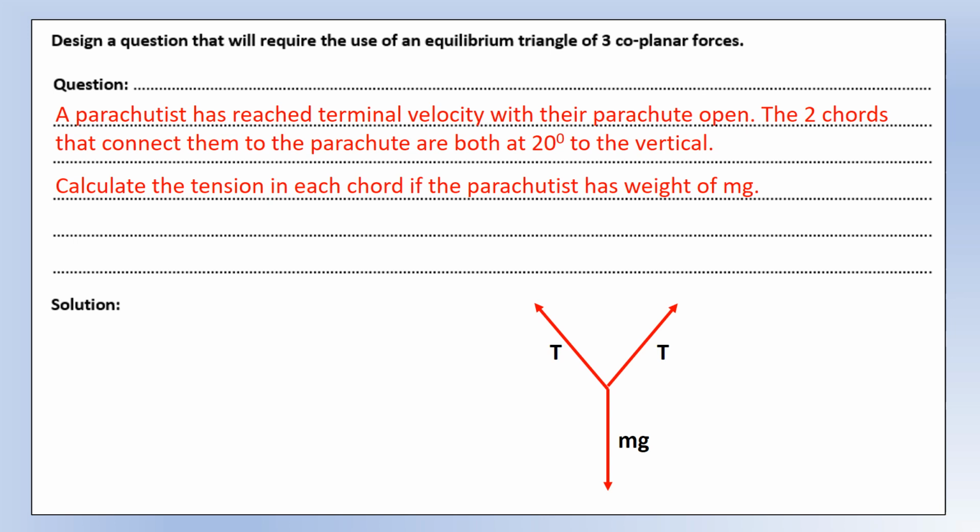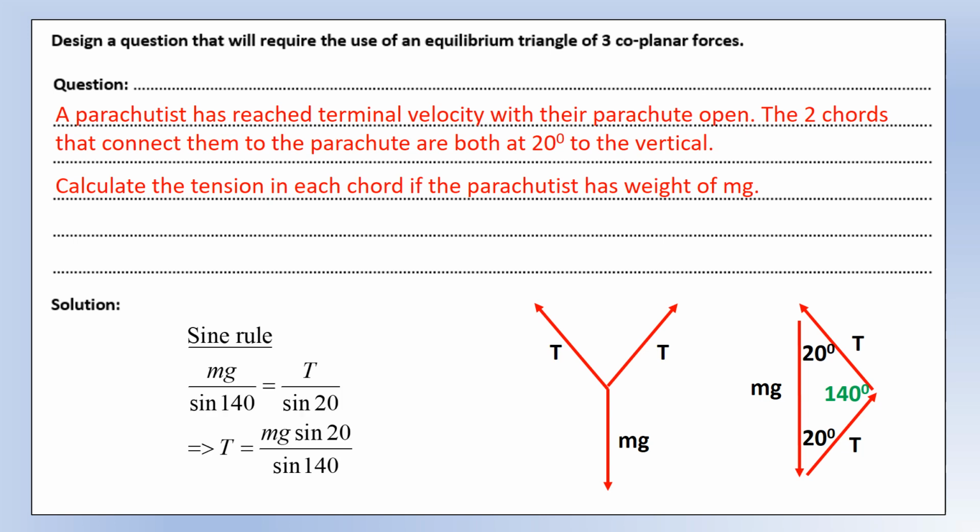So let's first draw a diagram of what the forces look like. So that's 3 forces, but they're not currently in an equilibrium triangle. The equilibrium triangle will look like this, with them all arranged tip to tail. And once we've got that triangle, we can work out what the angle is between the two tensions. Well, it's got to be 140. And then once we've got that, we can use the sine rule to figure out what the tensions must be. And it's an isosceles triangle, so the tensions would have to be the same.